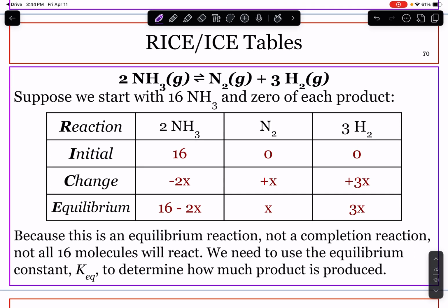The equilibrium row is found by taking initial and adding it to the change. So we're going to take 16 and then add a minus 2x to get 16 minus 2x. We're going to take initial of 0, add the change value, and we get x, because 0 plus x is x. 0 plus 3x is 3x. So then we could use the K expression or some other information to finish the problem.